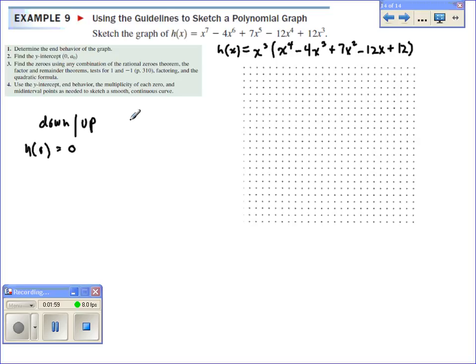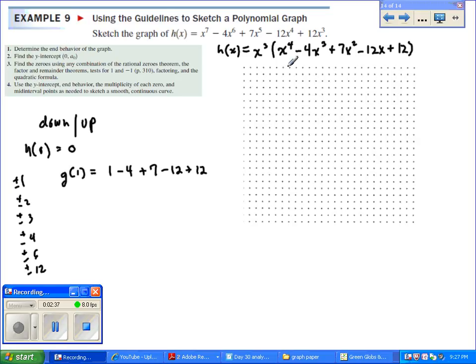So since this is a 1 here, using the rational zeros theorem, we know that any zeros have to be factors of the constant term divided by factors of the leading term. Well, this is 1, so we just have to worry about the constant. And that's plus or minus 1, plus or minus 2, plus or minus 3, plus or minus 4, plus or minus 6, plus or minus 12 are the factors of 12. And we're going to try these. Always try one first, and let's see what you get.